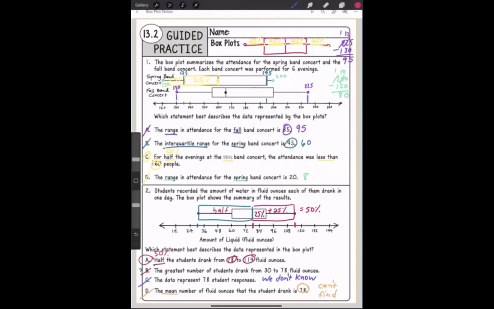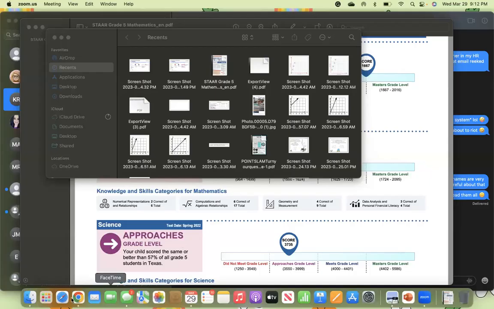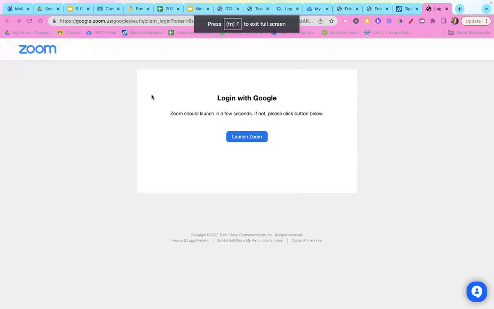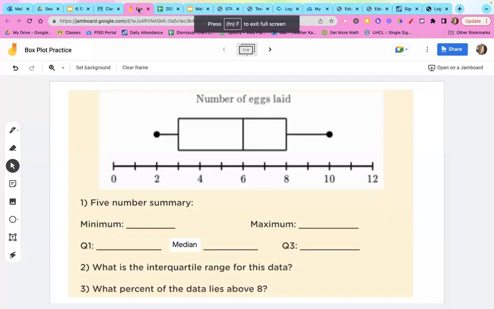Okay, so now let's talk about your assignment for today. I'm going to share my desktop with you so we can actually look at it. Let's see, it is right here. Okay, so it's a Jamboard. The first part is the 5-number summary. Remember, we learned about this part yesterday. This should be super easy for you: minimum, maximum, Q1, Q3, the median.